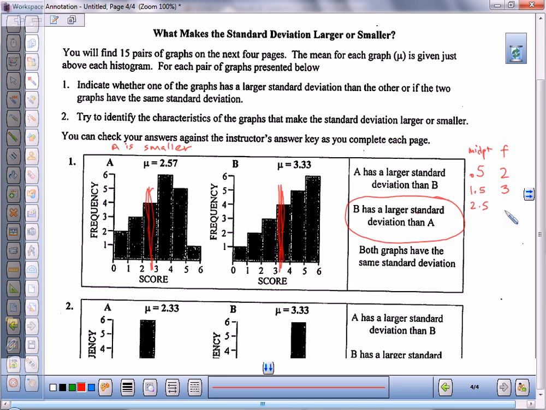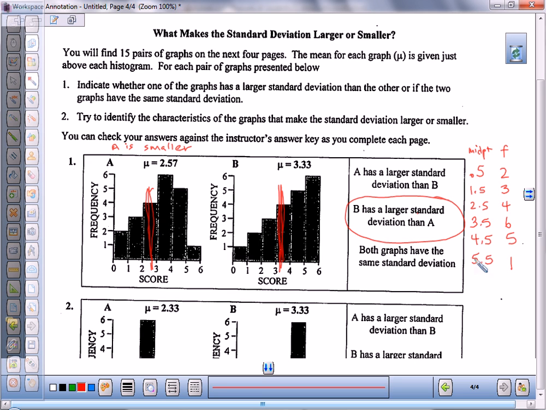2.5. Frequency? 4. Midpoint? Frequency? 6. And then 4.5 with 5. And then 5.5 with 1.